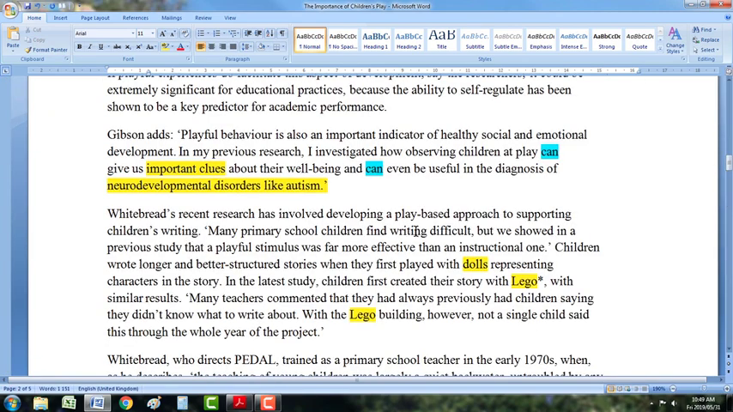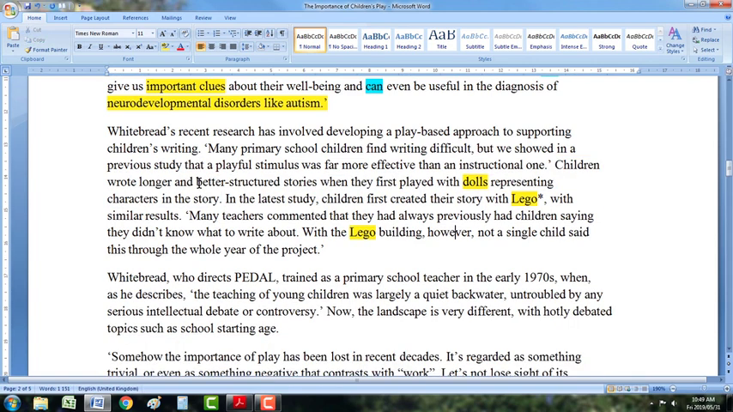Scan, scan, scan. We found dolls. Just scan around, see if there's anything else about dolls, but only this sentence. So here's our target sentence. I don't see dolls anywhere else. Children wrote longer and better structured stories when they first played with dolls. So if the children played with dolls, their stories were better. Scan for boys, scan for girls. I don't see it. They just say generally children.